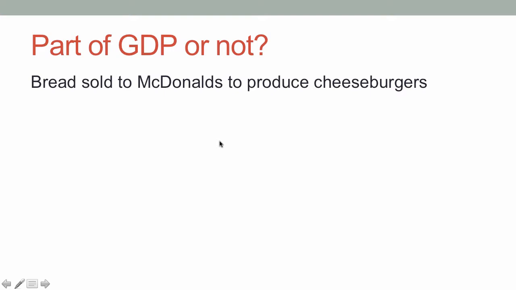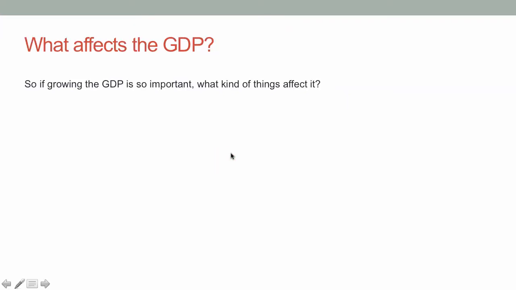However, bread sold to McDonald's to produce cheeseburgers, the cheeseburger is the final product. The bread sold to McDonald's is part of the production, so it is not part of the GDP. Hopefully you get an idea of what a final good is now and what an intermediate good is and what actually contributes to how we measure or tally up this value of GDP. So what affects the GDP? If growing it is so important, what kind of things affect the growth?